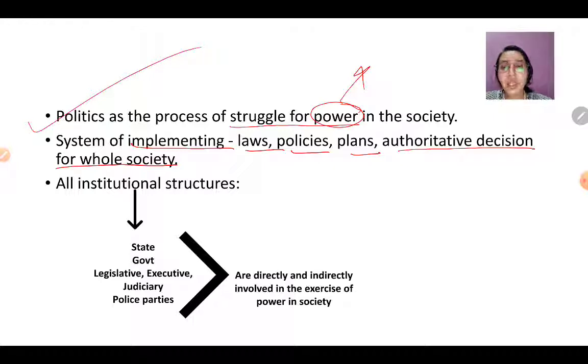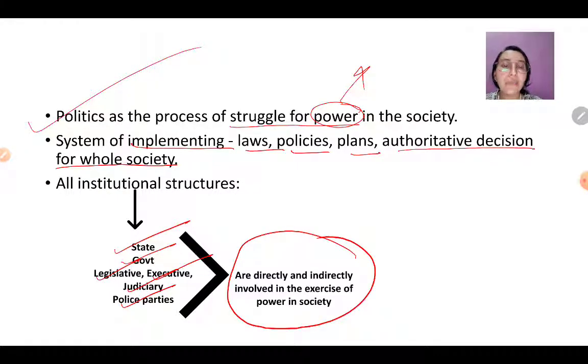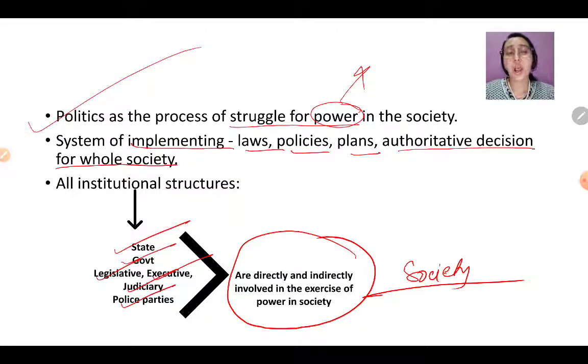So we are talking about implementation. All institutional structures are needed in implementing certain rules and regulations or certain plans. These institutional structures are the state, government, legislature, executive, judiciary, and police and parties, which are directly and indirectly involved in power and in society. So sit back and think about how the political process takes place. These are all intertwined like a web, directly or indirectly involved.